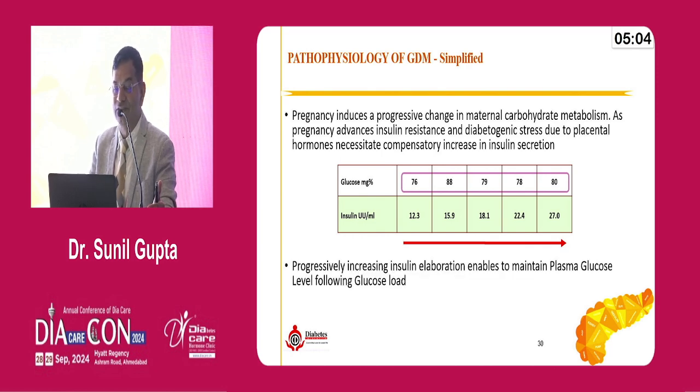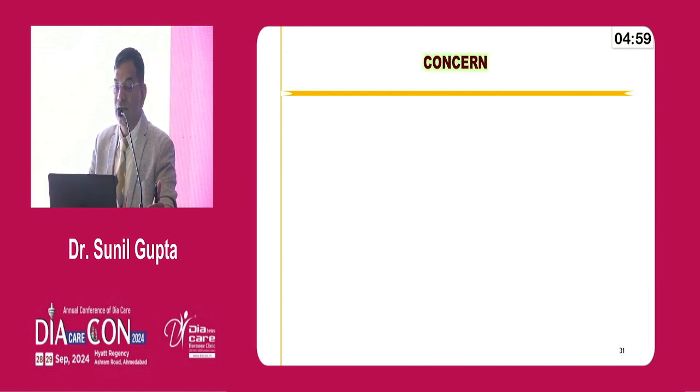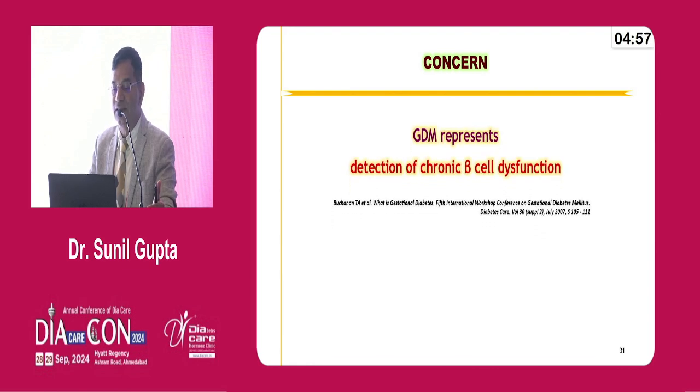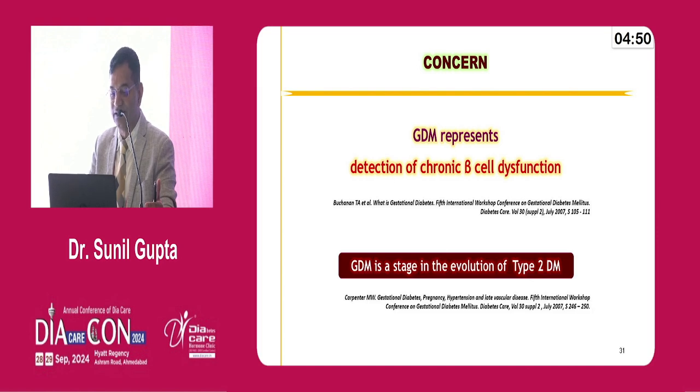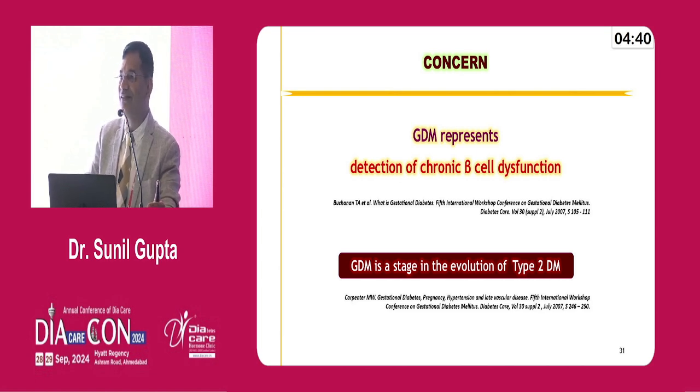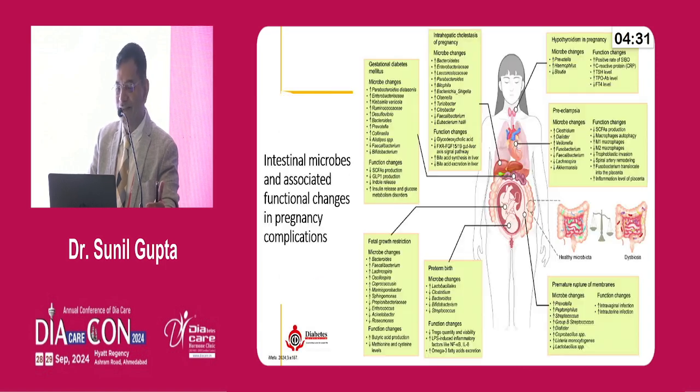Pregnancy gets disturbed when you don't have enough beta cells. The concern is that GDM represents a detection of chronic beta cell dysfunction. So in women who develop GDM, you should presume their beta cells are already diseased. GDM can basically be defined as a stage in the evolution of type 2 diabetes. See how wonderfully the author has coined it. It's a trademark test, like how a positive TMT predicts that in future you are going to develop cardiovascular disease. Same is the case here.